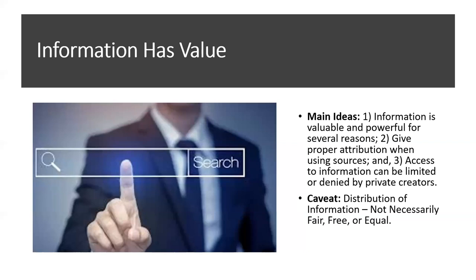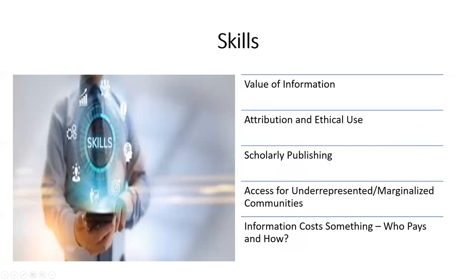Okay, is this good? That looks like it's working. Okay. So information has value, and the main ideas we'll be talking about today are that information is valuable and powerful for several reasons. You need to give proper attribution when using sources, and access to information can be limited or denied by those who created the source. And as a caveat, distribution of information is not necessarily fair, free, or equal. Some of the things that we'll be talking about in terms of skills are that we want to teach our students the value of information, attribution and ethical use, scholarly publishing, information access for underrepresented and marginalized communities, and the idea that information can cost something, so who pays and how.